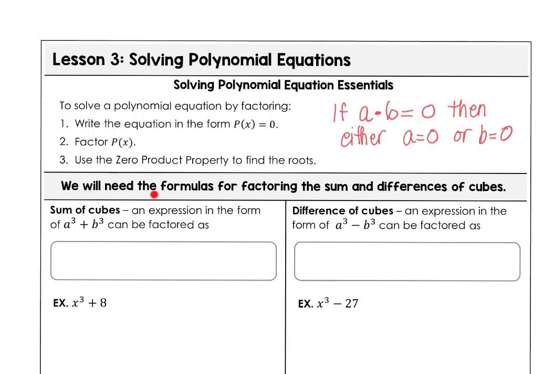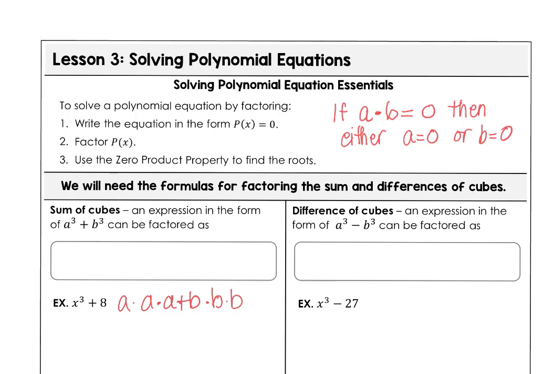We need to know how to factor the sum and the differences of cubes. So let's say you have a number cubed added to a number cubed, or the difference between two numbers cubed. You can think of this process as a number times a number times a number, and a number times a number times a number. So we're thinking of those conditions. Then we're adding them or we're subtracting them.